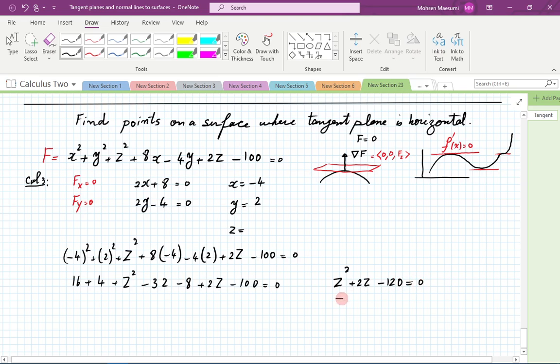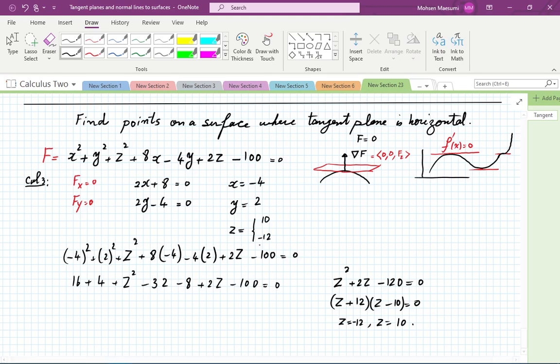Well, how do you factor that? Two numbers such that the sum is 2 and the product is minus 120. What's that? 12 and minus 10. So I get two answers. z is equal to minus 12, and z is equal to 10. So here are my two answers. I have 10 and I have minus 12.